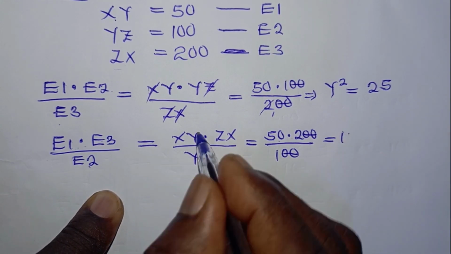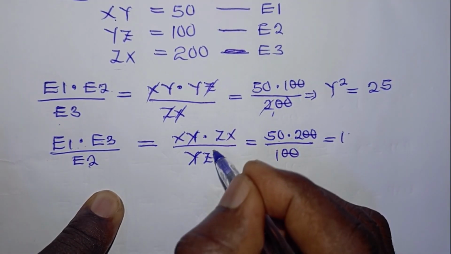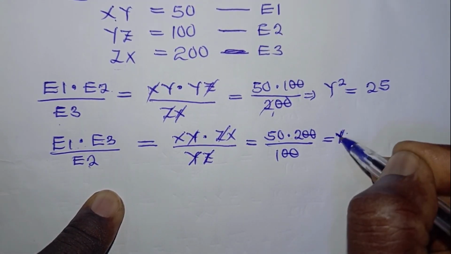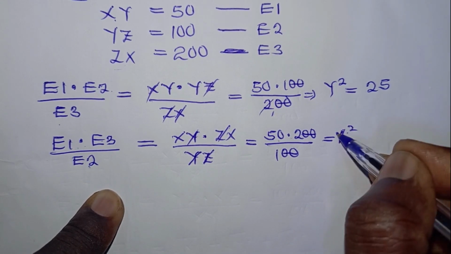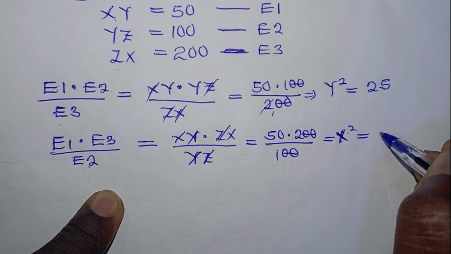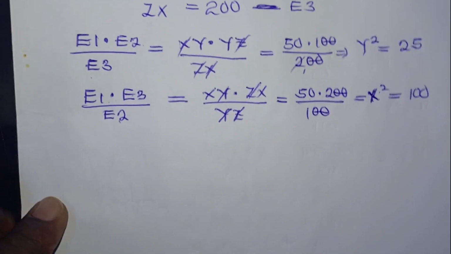We are going to have y cancelling y, z cancelling z. So we are left with x squared here. x squared equals 100. Right. Now let's come here.